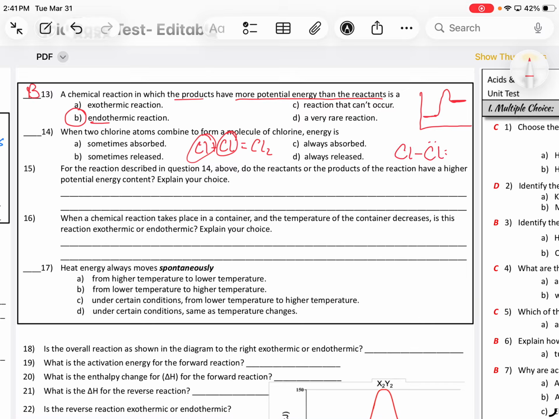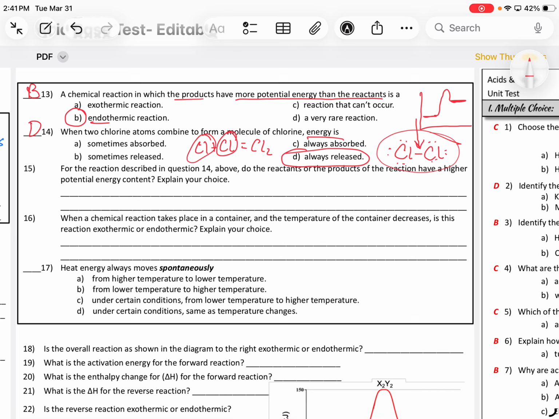Let's draw the quick Lewis structure, if you remember this from last November. So we have a chlorine molecule. What did we just do? We formed a bond. Every time we form a bond, what happens? Energy is always released. Always released. When we form a bond, energy is released.